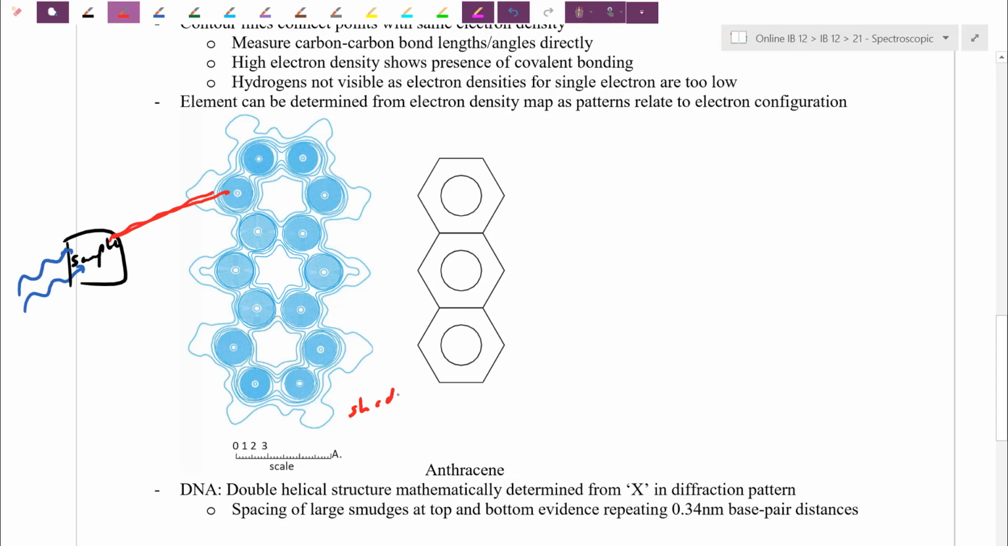This is the diffraction pattern. That's the name for it. This is what's left behind after the X-rays have actually interacted with the anthracene molecule.